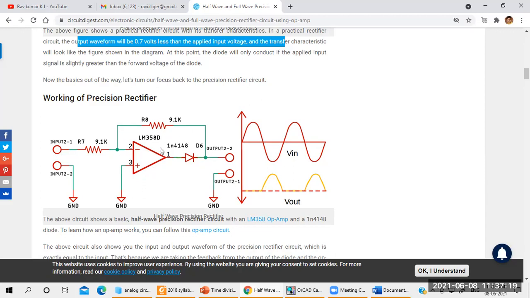We want to compare the output voltage and the input voltage. We want to compensate for the dropping voltage. That's why you have to use the feedback resistor. We want to compensate the input voltage and output voltage by using the feedback resistor. The same thing we have to do in practical also.